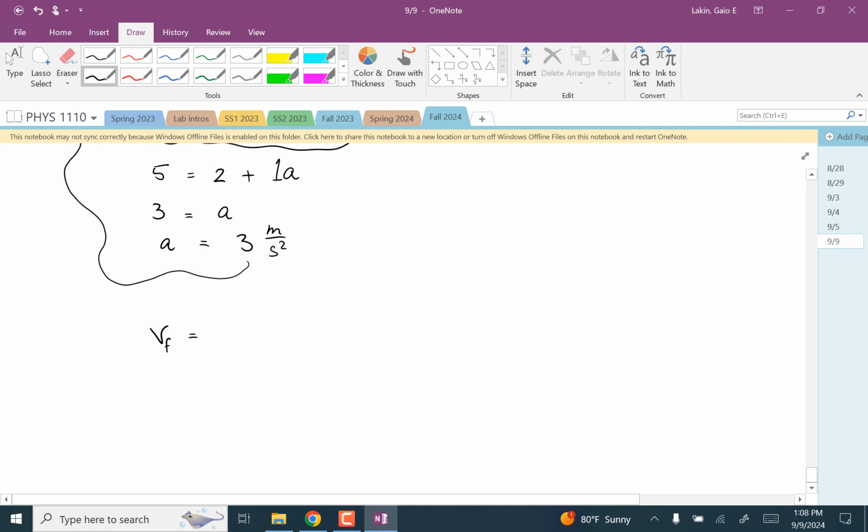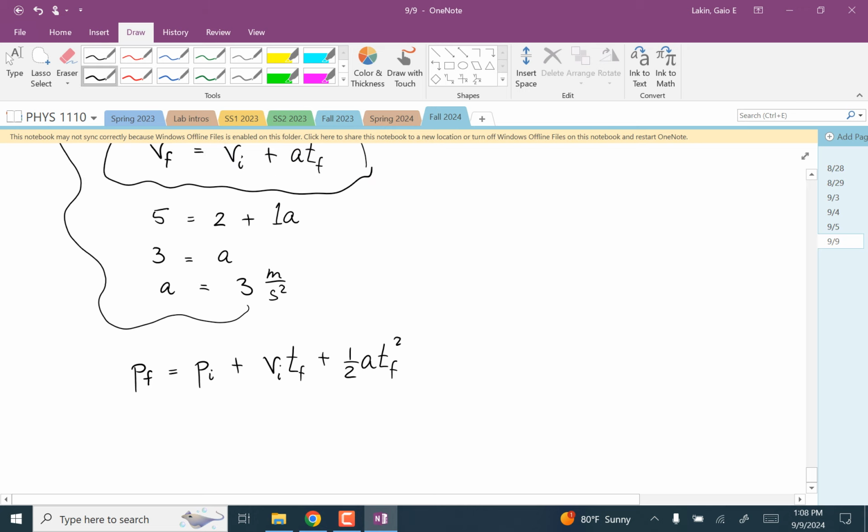So V final is equal to V, well, we know that's not going to work because we already solved for the one variable we didn't know. What about this one? P final is equal to P initial plus VI time final plus 1/2 A time final squared. Okay, we're trying to find P final. That's in this equation, so that's a good sign. That's a good start.